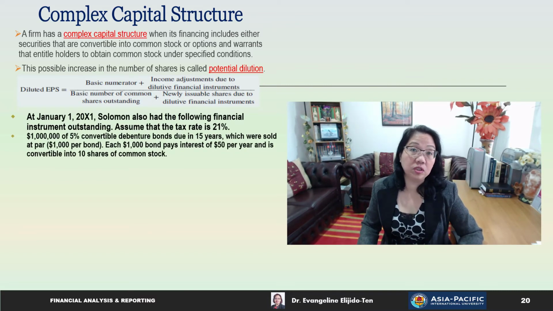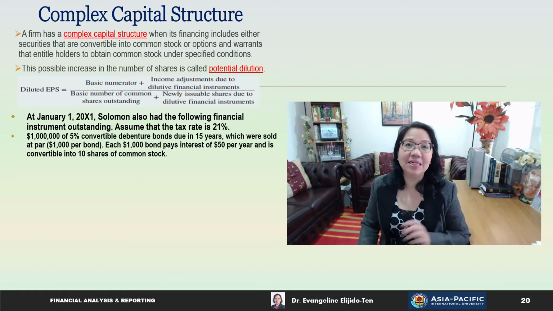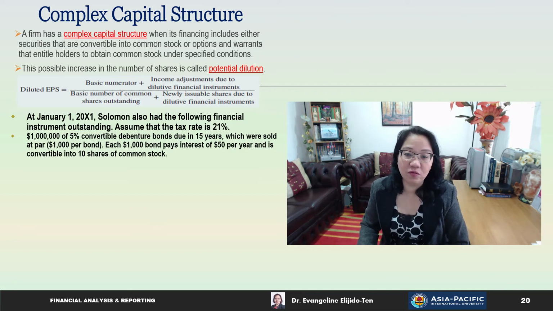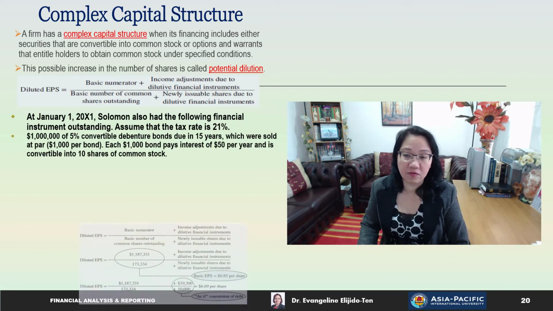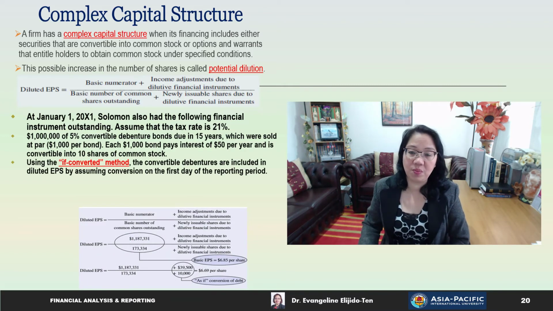At January 1st, 20X1, Solomon also had the following financial instruments outstanding. $1 million of 5% convertible debenture bonds due in 15 years, which were sold at par, that is $1,000 per bond. Each $1,000 bond pays interest of $50 per year and is convertible into 10 shares of common stock. So how do we calculate the diluted EPS here?